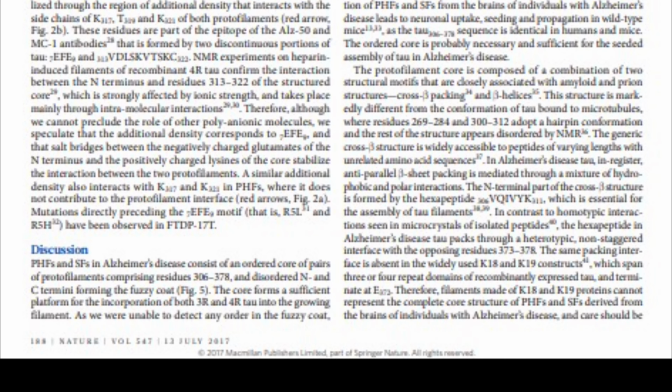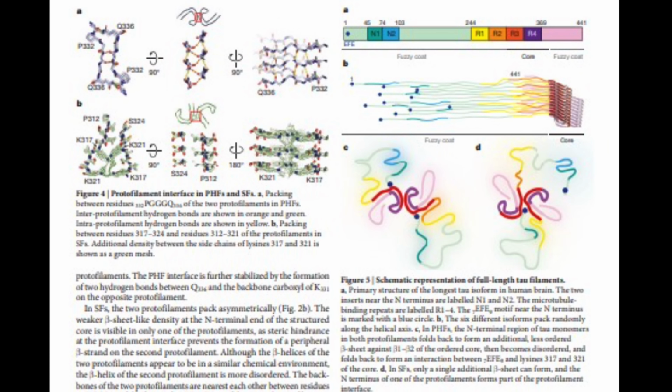Discussion. AD PHFs and SFs consist of an ordered core of pairs of protofilaments comprising residues 306 to 378 and disordered amino and carboxy termini forming the fuzzy coat, figure 5. The core forms a sufficient platform for the incorporation of both 3R and 4R tau into the growing filament. As we were unable to detect any order in the fuzzy coat, this heteromolecular addition may occur in a random manner. This would explain why PHFs and SFs are able to seed in vitro aggregation of recombinant samples containing only 3R tau, only 4R tau, or a mixture of 3R and 4R tau.